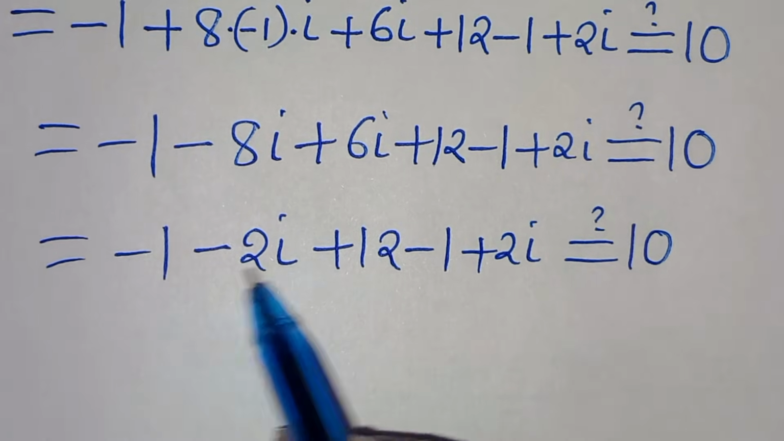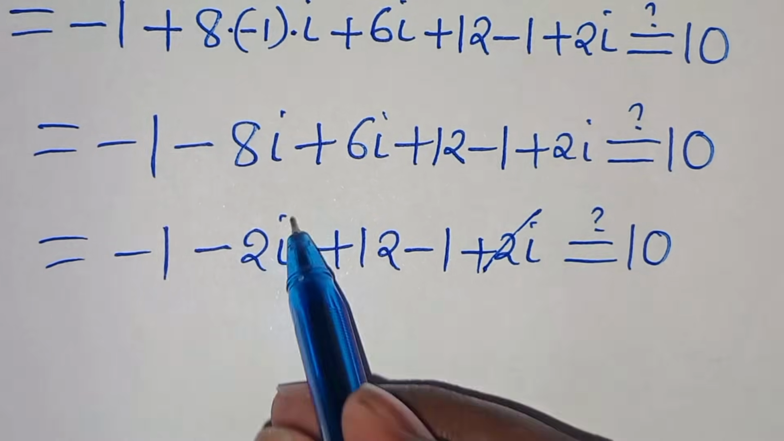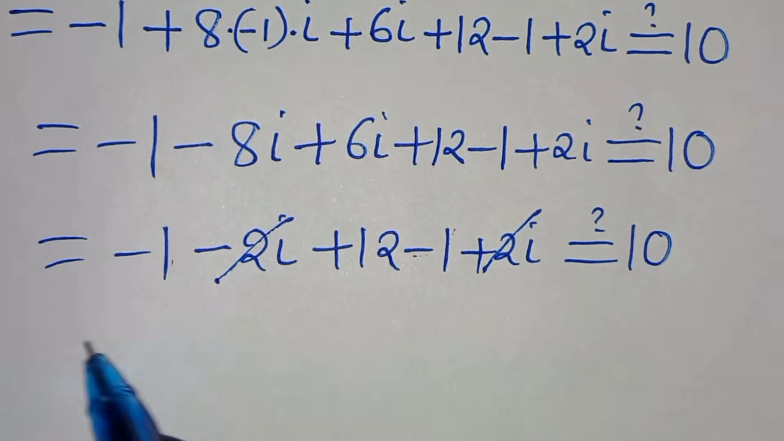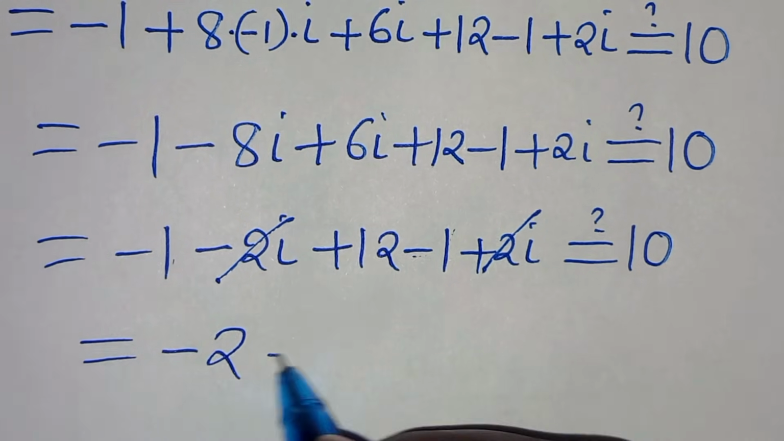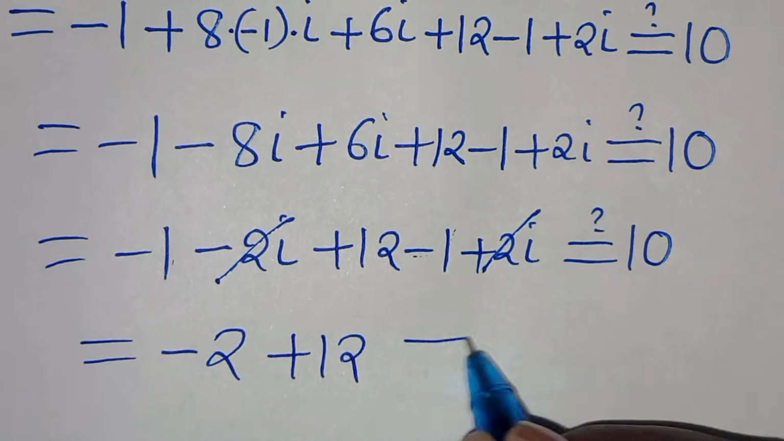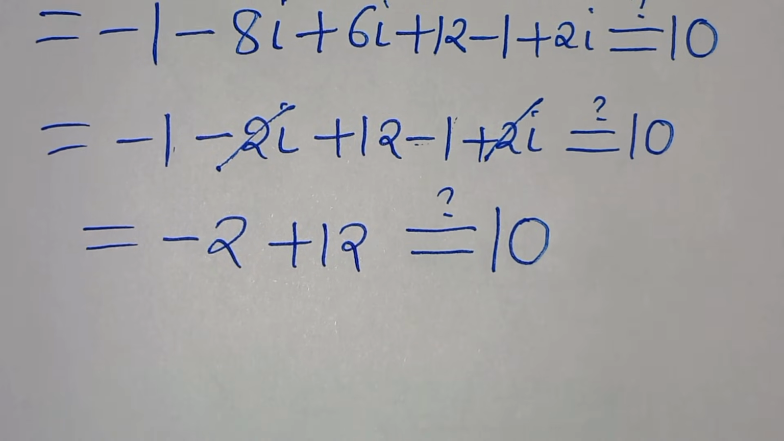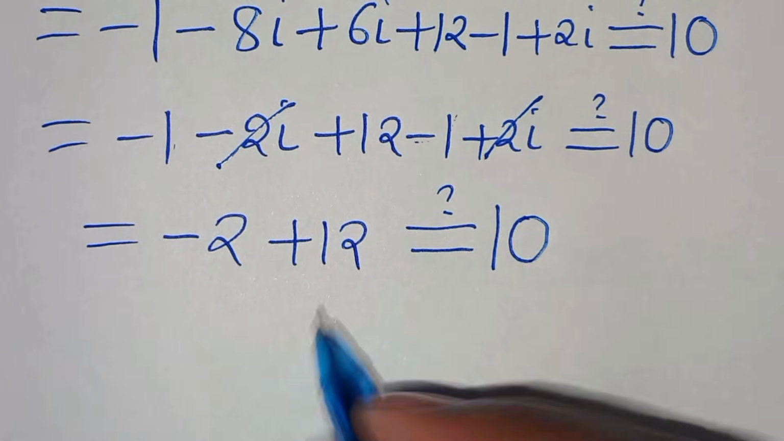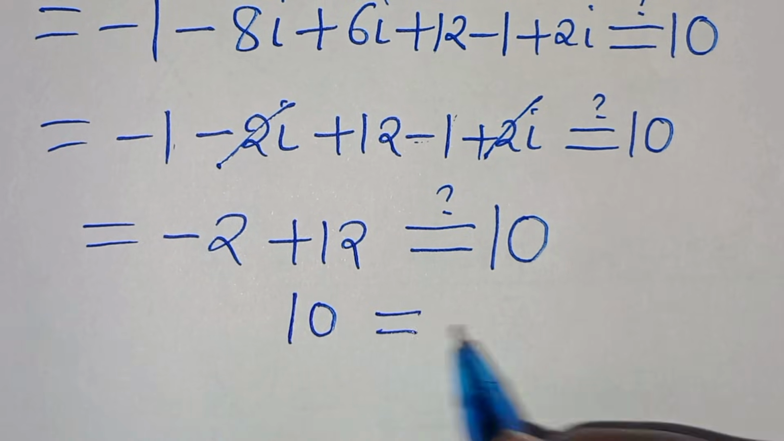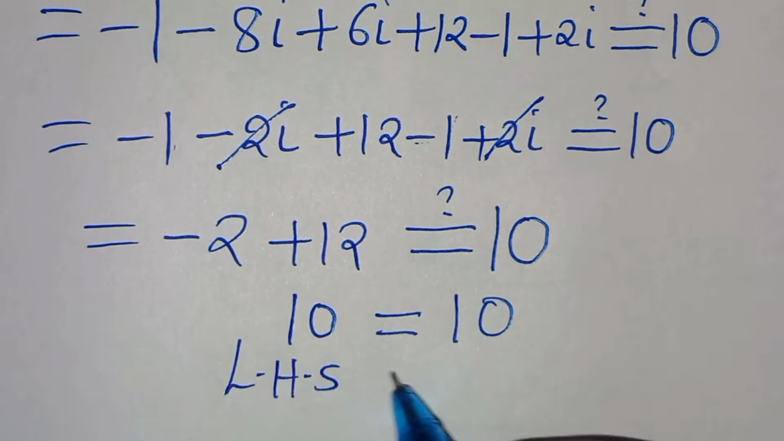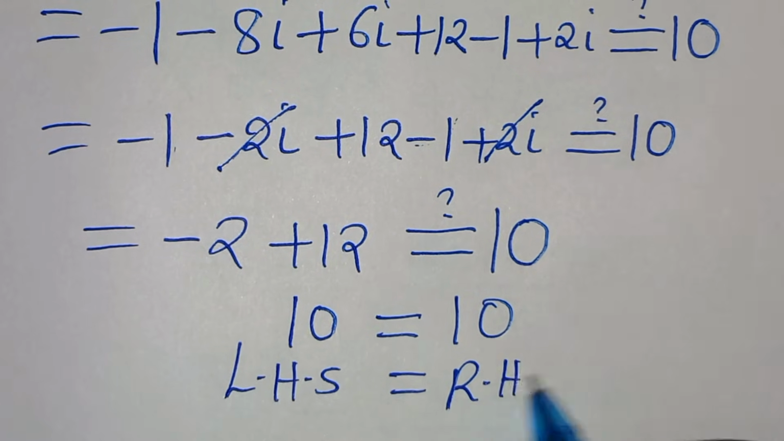So this is -2i plus 2i, this simplifies. Then we have -1, -1, this is -2, then plus 12. This is supposed to give us a value of 10. So this implies that -2 plus 12, this is 10, which is equal to 10. So the left hand side is equal to the right hand side.